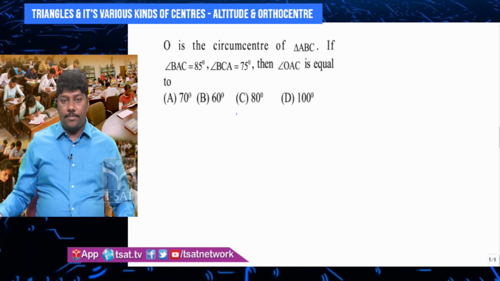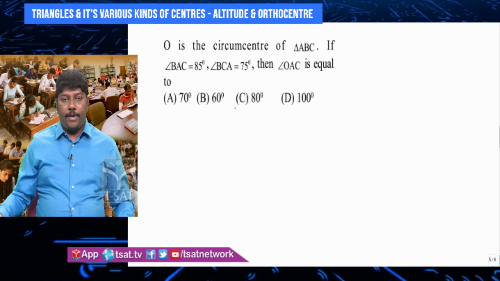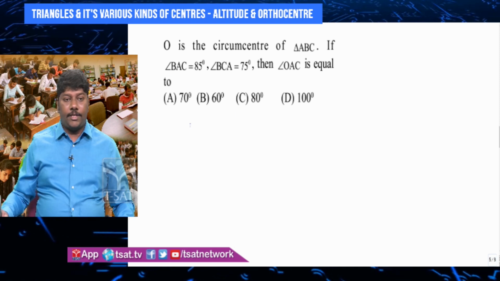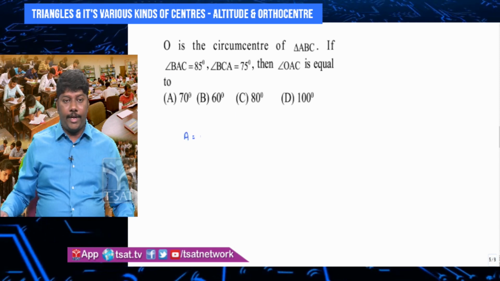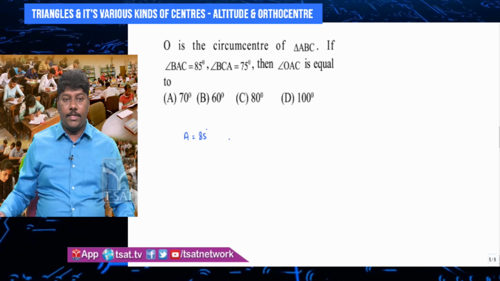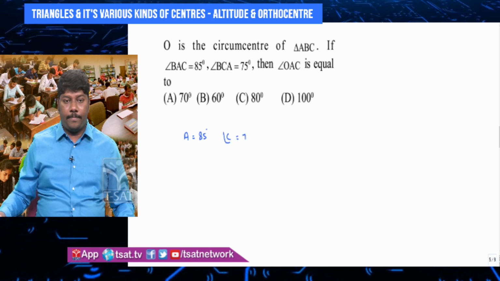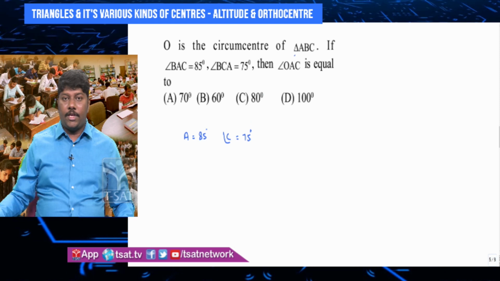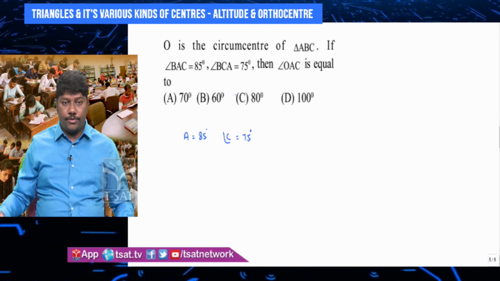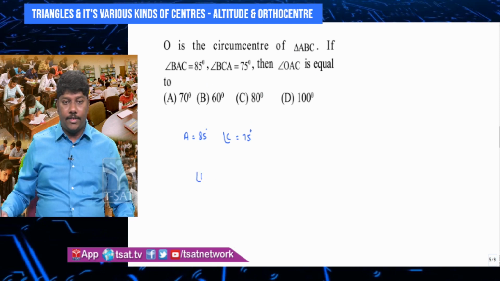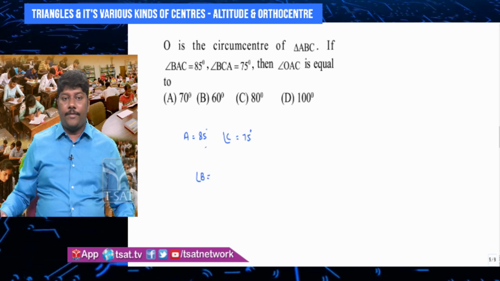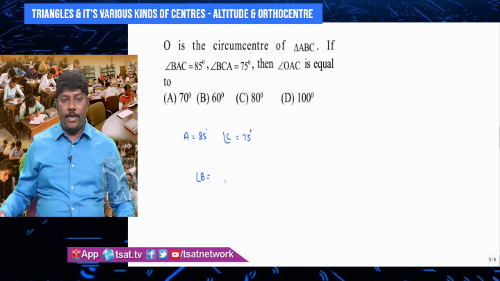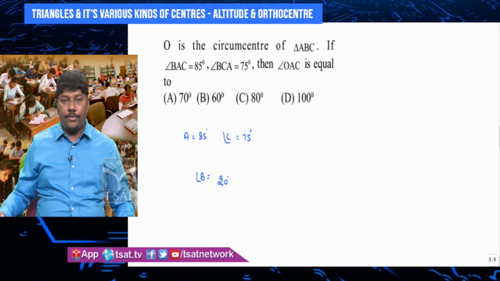Here O is the circumcenter of triangle ABC. If angle BAC, which is nothing but angle A, is equal to 85, angle C is equal to 75, then he is asking you OAC. So from here we can get angle B is equal to 180 minus 160, therefore angle B is equal to 20.